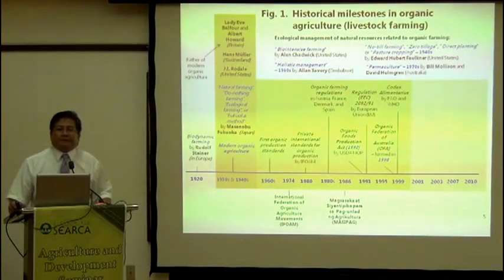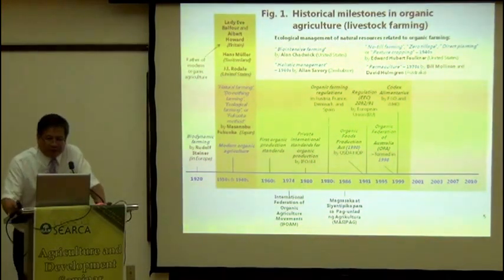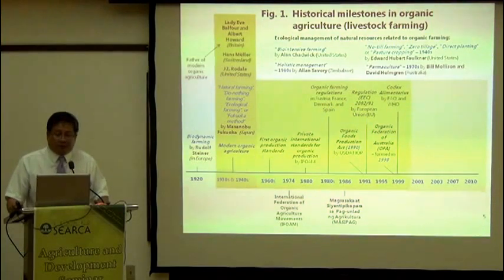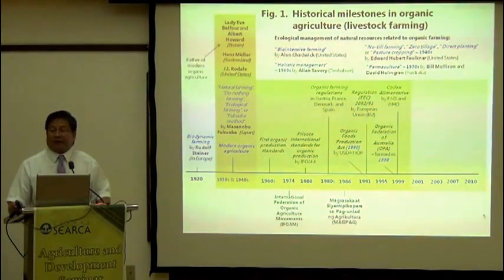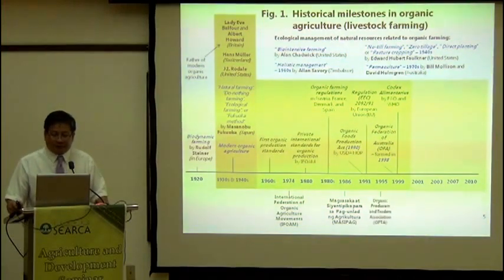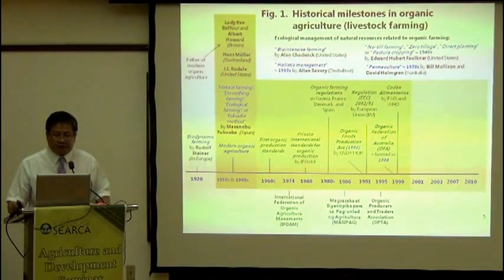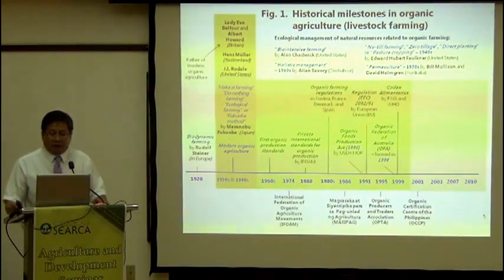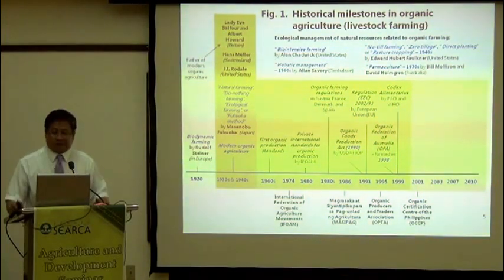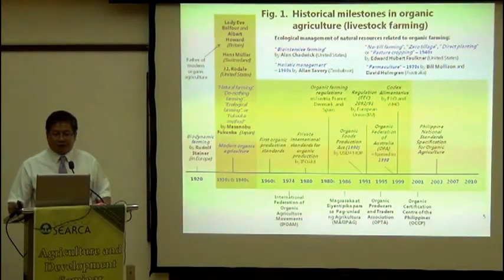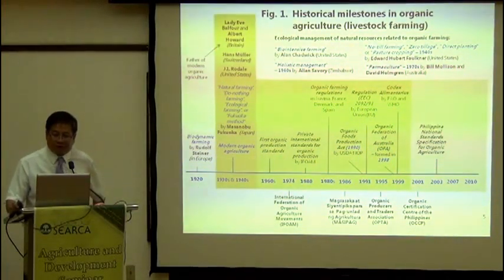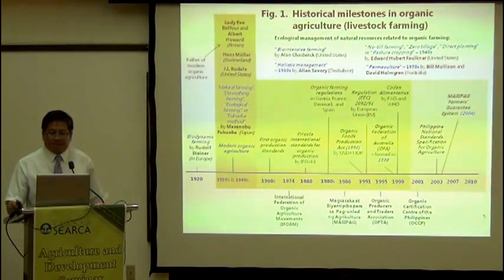Now, for the Philippines, one of the things I would like to highlight here will be the role of MASIPAG. MASIPAG, which is an NGO, Magsasaka at Siyentipiko para sa Pag-unlad ng Agrikultura, was established in 1986. And then in 1995, there was the Organic Producers and Traders Association, or OPTA. And then in 2001, we got the Organic Certification Center of the Philippines. And this was followed by the Philippine National Standards, which were first published in 2003.